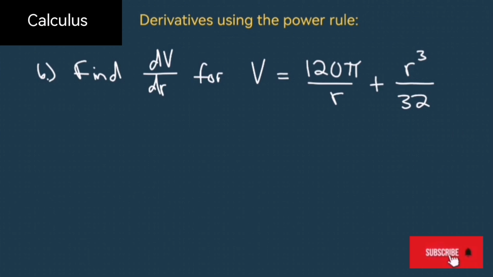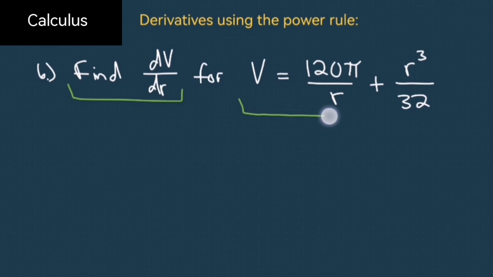Now for our final example, I've already pre-written the question, so let's just read through it. It says, find the derivative of dv over dr for v equal to 120 pi over r plus r cubed over 32. Now there's no further context given to this question, but we could assume v to be something like the volume.